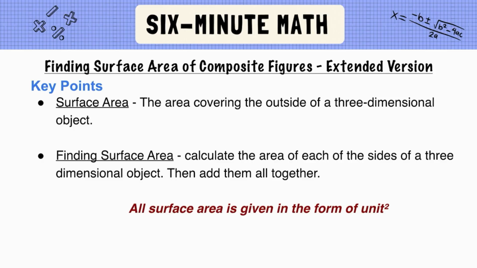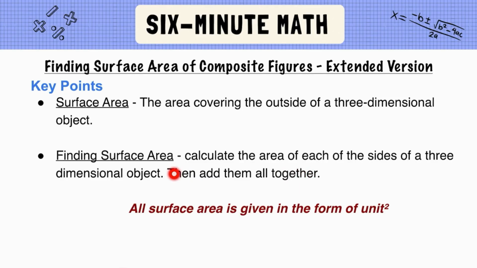Here we go. Our key points are to understand that surface area is the area covering the outside of a three-dimensional object. For composite figures, we are going to be having two or more three-dimensional objects put together. To find this surface area, we are going to calculate the area of each of the sides of the three-dimensional object and then add them all together.